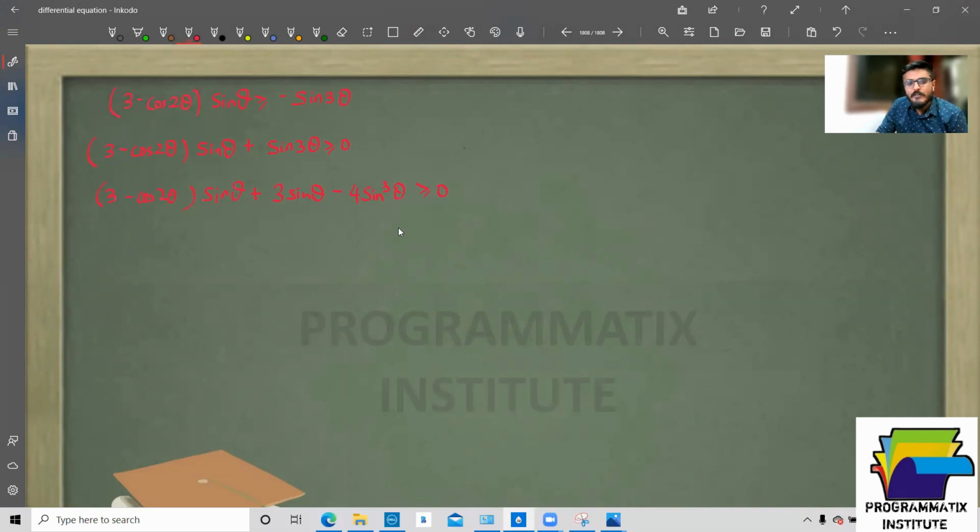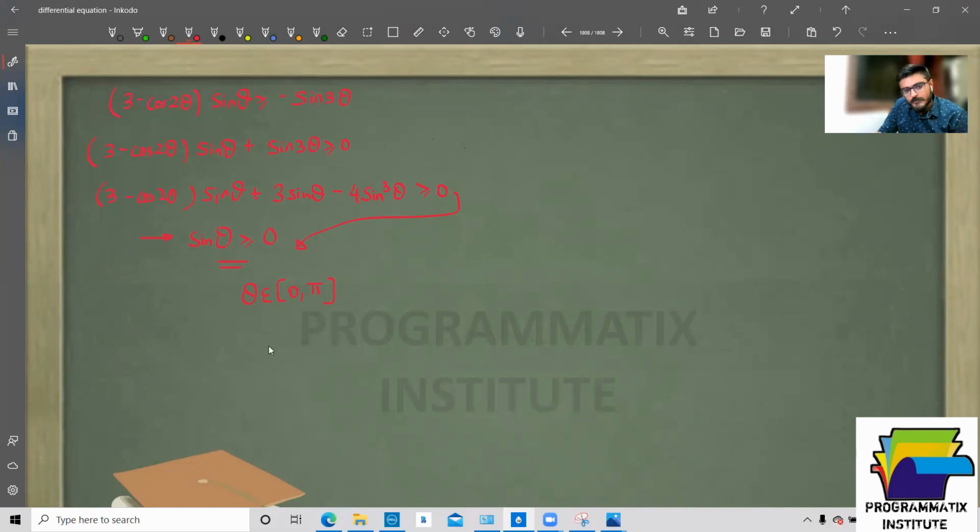What modifications can we do in this? Definitely, we have (3 minus cos 2 theta) sine theta plus 3 sine theta minus 4 sine cube theta. After you do the modifications on everything, what you will get is one bracket times sine theta, which is greater than or equal to 0. If sine theta is greater than or equal to 0, theta will belong to 0 comma pi. That's very simple. From this step to this step, you need to be very careful while solving this trigonometric equation.